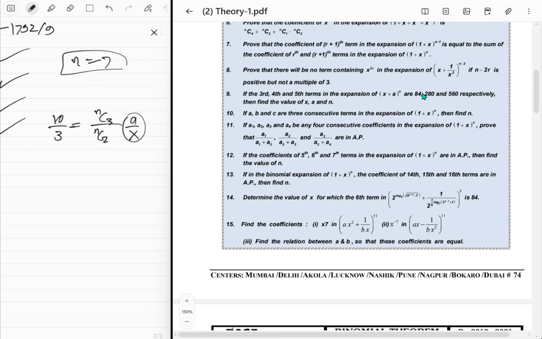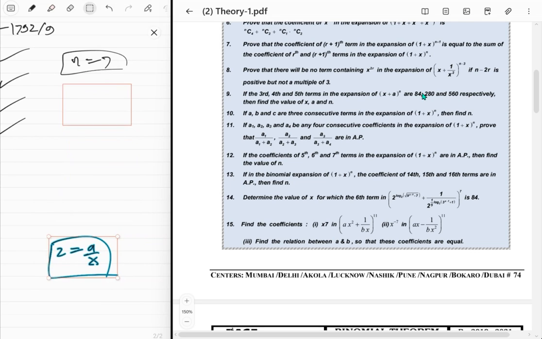So 7C3, and then you got 7C2 right there. So it's 7 into 6 into 5 upon 3 factorial, that upon 7 into 6 upon 2 factorial. This cancels. Cool. It's got 5 third. That just means 2 is equal to A upon X. Cool. So now we got this thing, that A is equal to 2x. You can finally figure out everything.